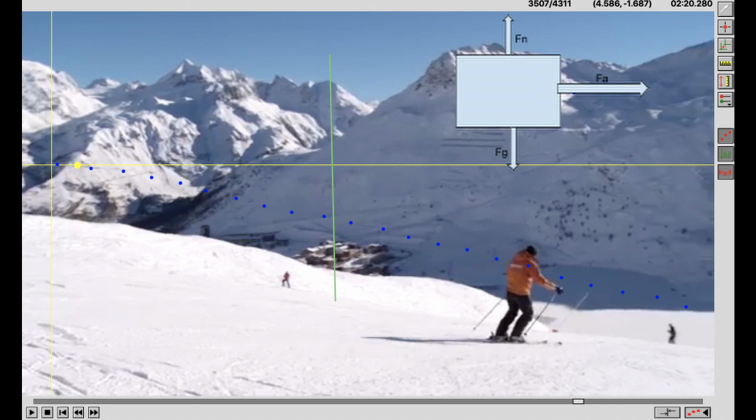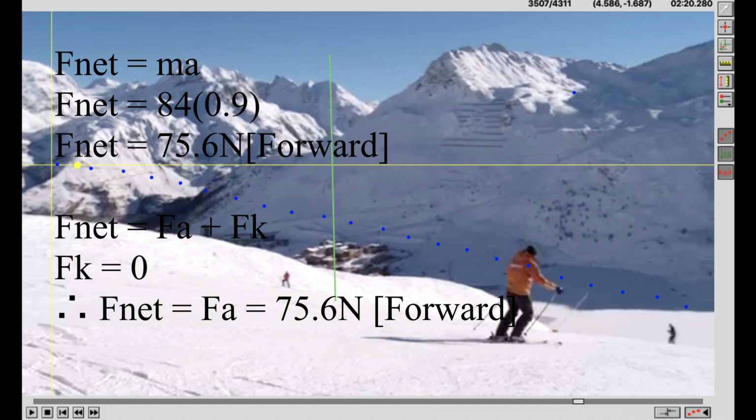The horizontal launch free body diagram has a normal force and a gravitational force canceling out each other, and an applied force forward with no frictional force because of assuming no friction. The horizontal launch's net force is equal to mass times acceleration, which is 84 times 0.9, which results in 75.6 newtons forward. Fnet is equal to Fa plus Fk, and kinetic friction is equal to 0. So therefore, the net force is equal to the applied force, which is again equal to 75.6 newtons forward.